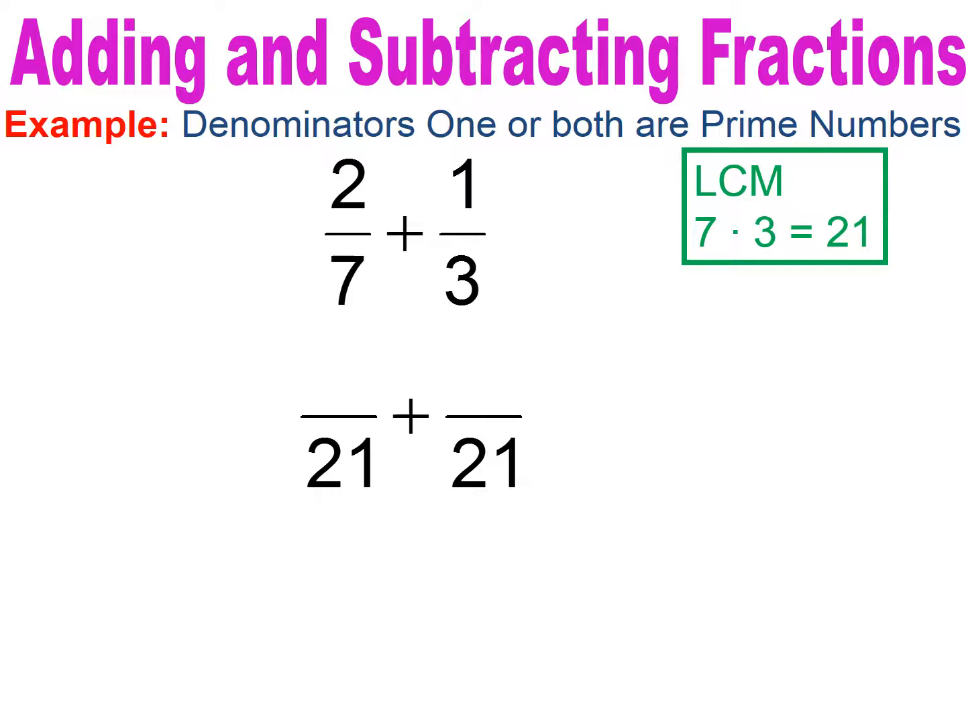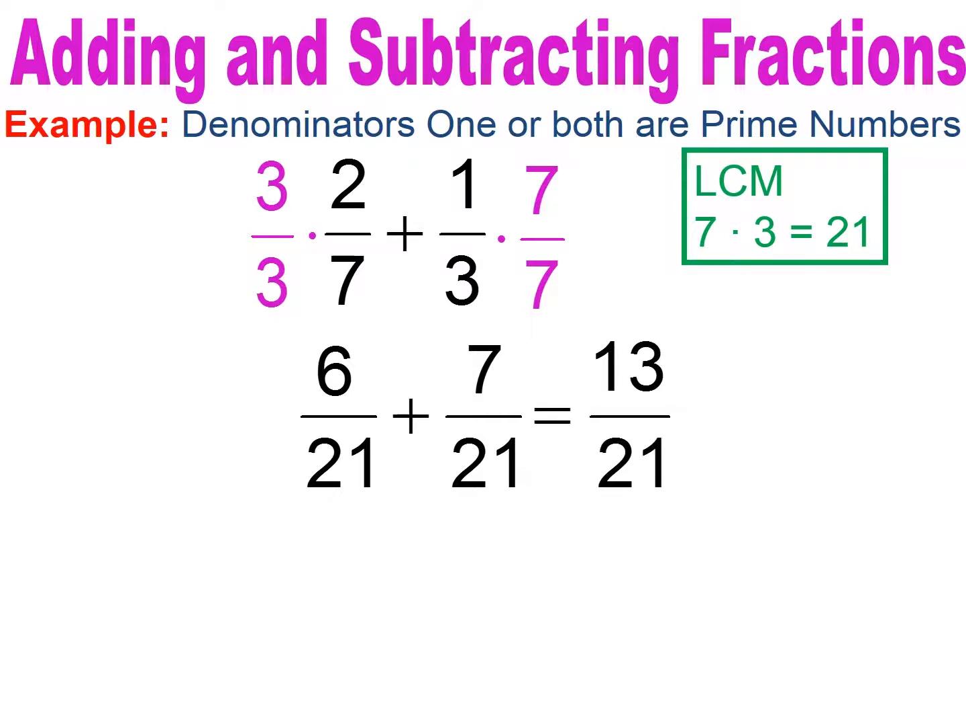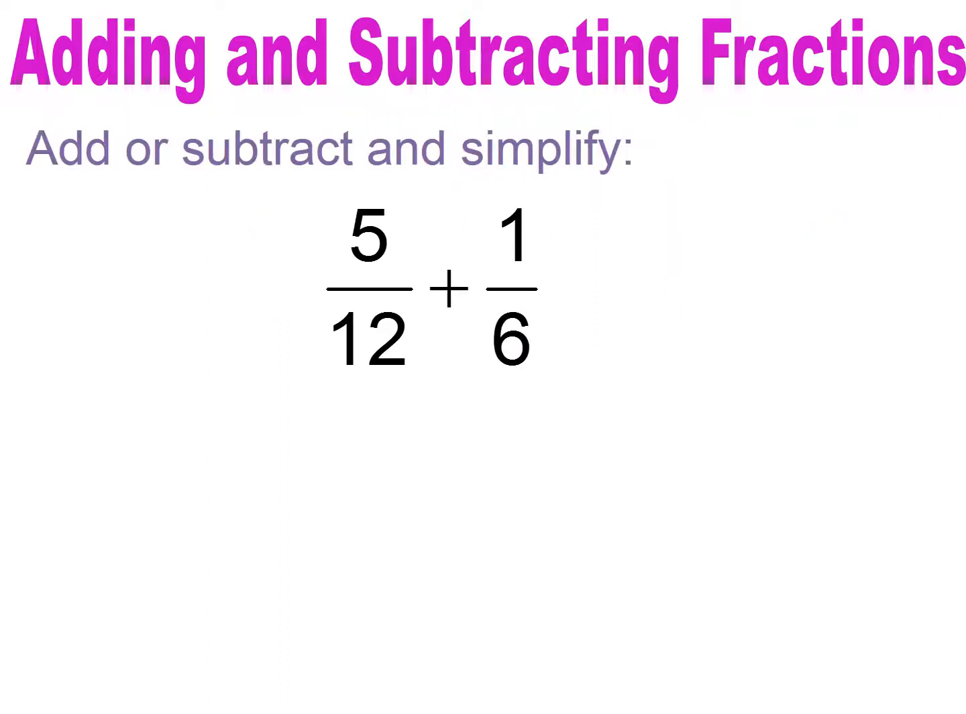In this case, I'm going to need to convert both fractions to have that denominator of 21. So the first fraction, I need to multiply 7 by 3 to get 21. So whatever I multiply the denominator by, I need to multiply the numerator by. So I end up with 6 over 21. The second fraction, I need to multiply 3 by 7. And whatever I multiply the denominator by, I need to multiply the numerator by, so I end up having 7 over 21. Now I have like fractions, so I can add the numerators, and I am left with 13 over 21. Pause and try.